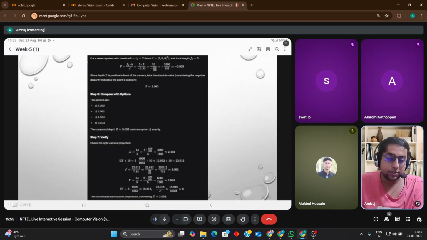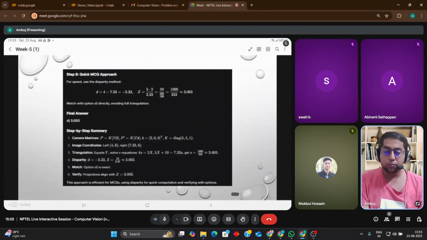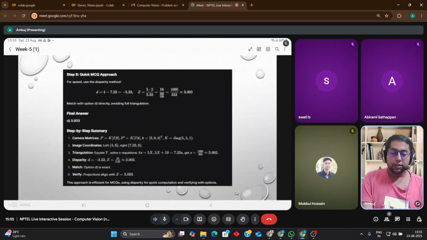And since it is in front of the camera, you have to use the absolute value, which will come around 3.003. Okay. Yes, so it will match with option number D, and you can verify once again. Also, you can perform these steps. Otherwise, you can use the relationship which I have just mentioned in the last.